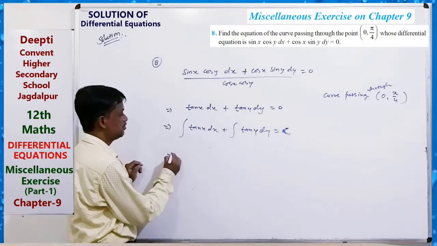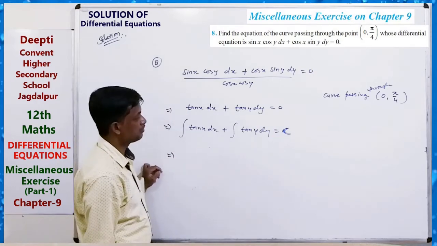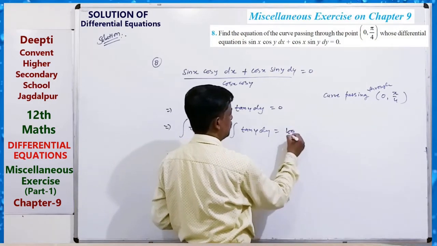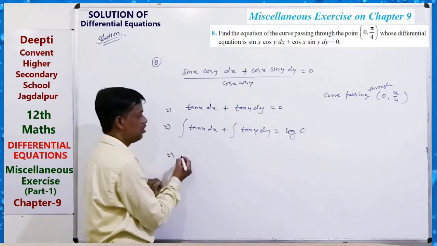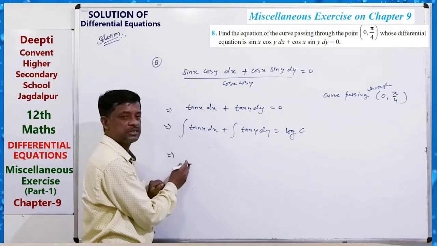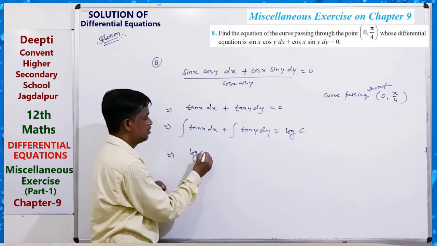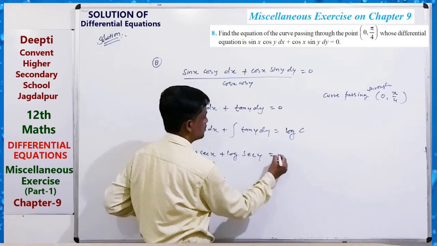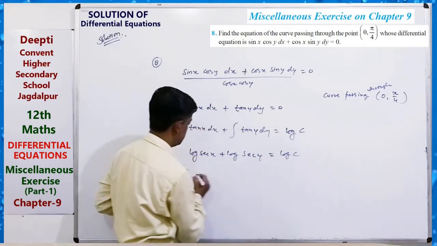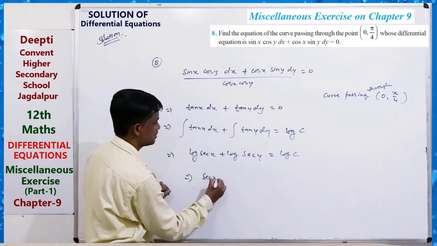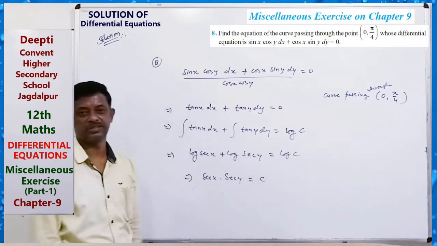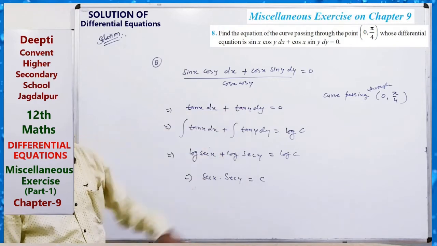So you can take the constant as log of c. So minus log cos x, log sec x, plus log sec y equals to log of c. So we get sec x into sec y equals to c. This is the solution. Passing through the point 0, pi by 4.